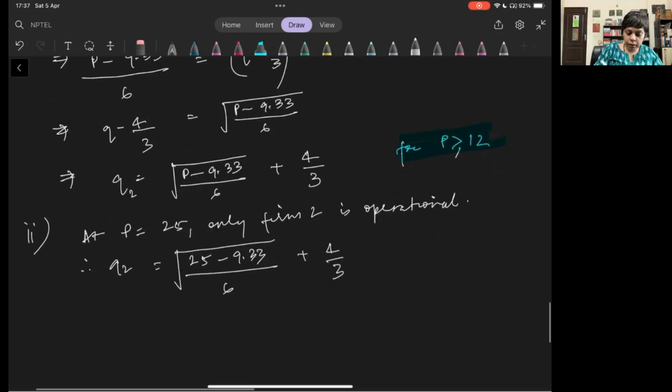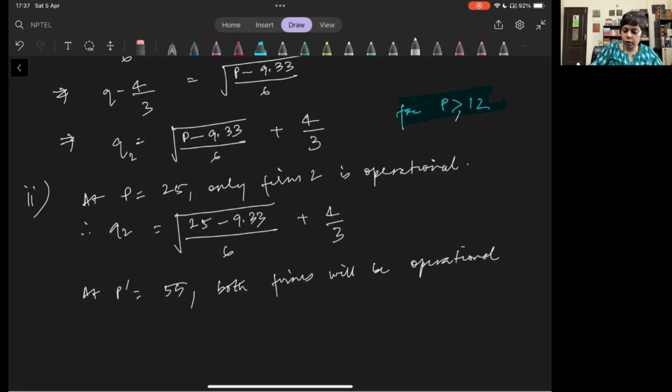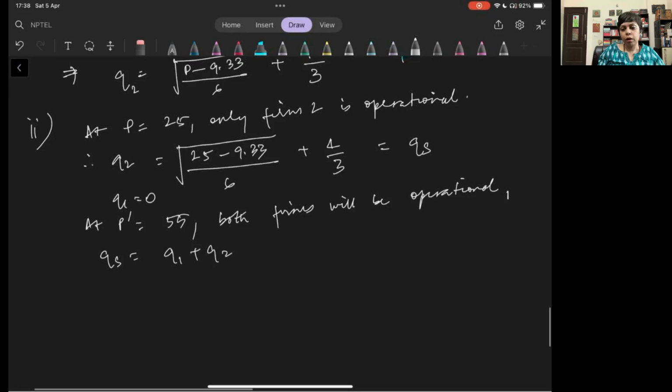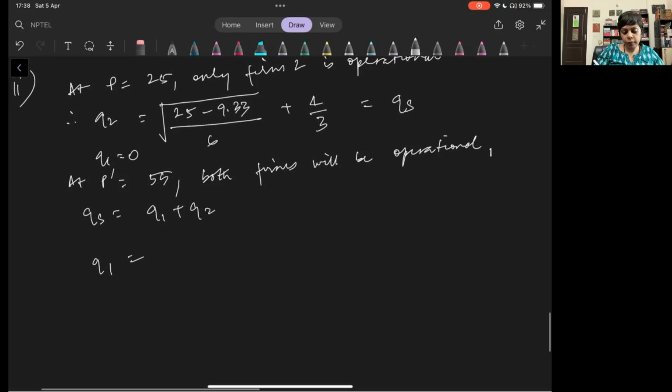And next is at P prime equal to 55. Both the firms will be operational. This is equal to QS, market supply. Q1 equal to 0. For P prime equal to 55, QS is equal to Q1 plus Q2 because both the firms are operational. So we will compute Q1 using the formula given, and then you will compute Q2 and sum it up.